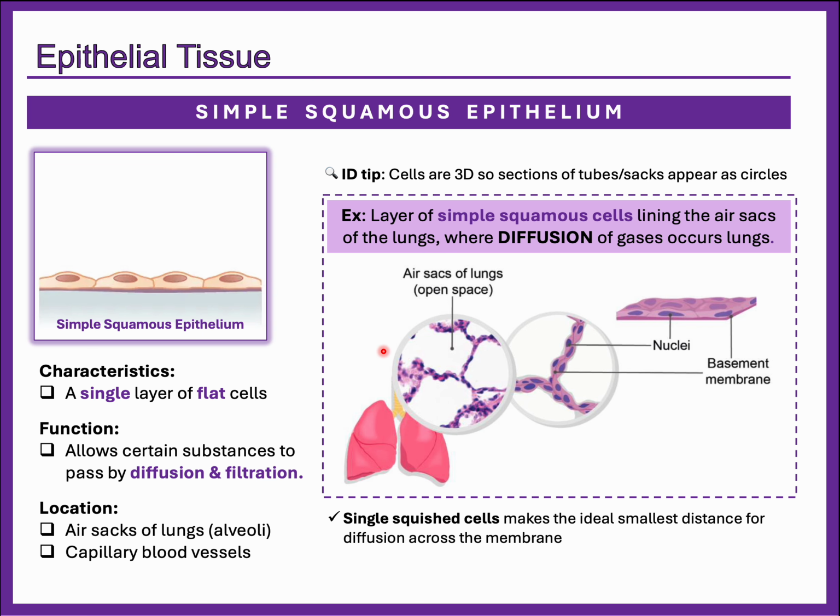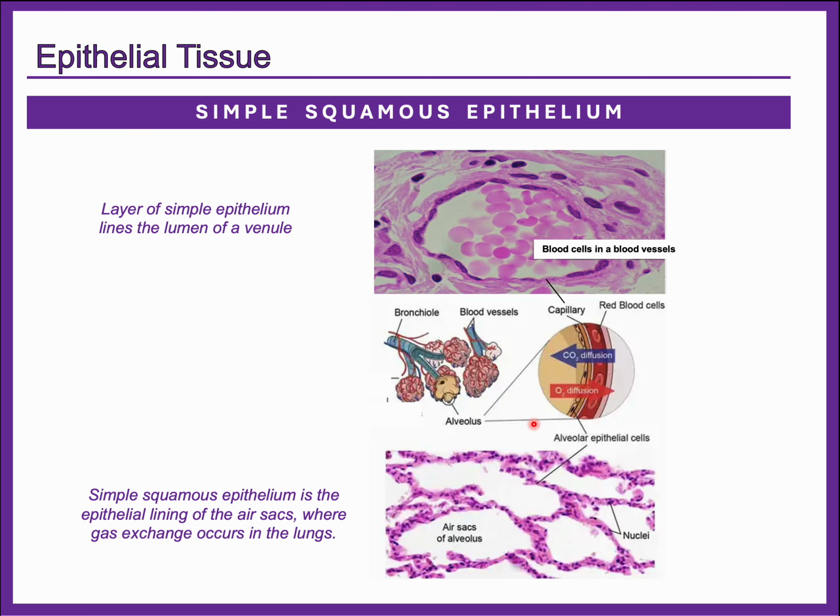So this is a typical one that you would see. They're single squishy cells. And why is this good? It makes it ideal for small distances for diffusion. Take a look at this. This is not in the slide deck, but I want to just supplement it.